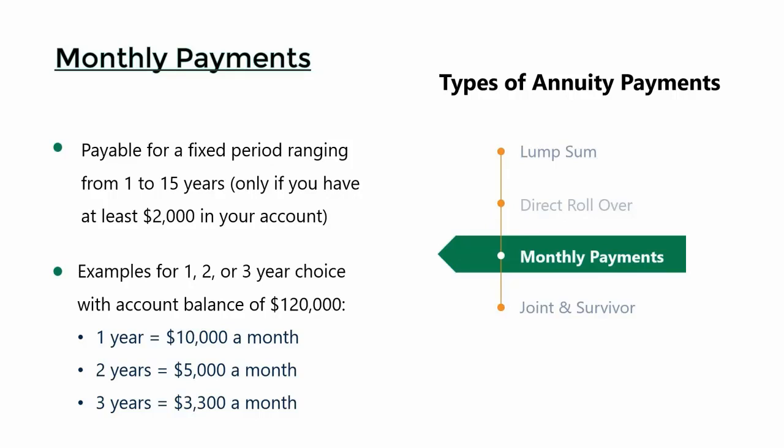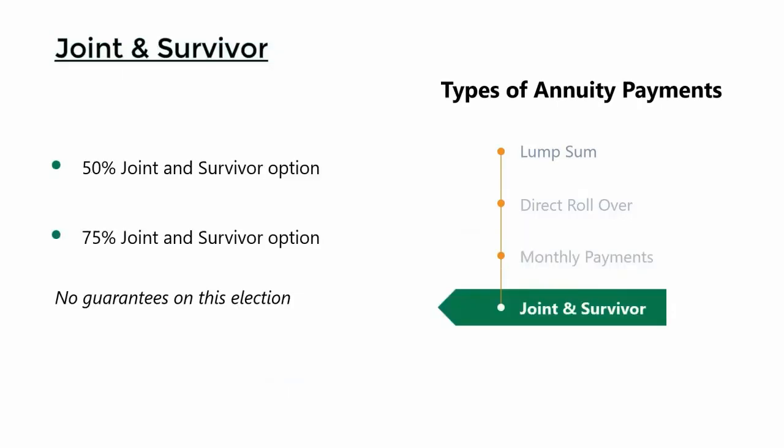You should also note that this is considered taxable income, so you would be required to pay taxes on this amount. And the final option, and this is only for married participants, is very similar to how the joint and survivors worked on the pension plan. We could offer you a joint and survivor on the annuity. We would do a calculation based on the amount of money that you had in your annuity account and offer you a monthly payment under a 50% joint and survivor or a 75% joint and survivor. Under these options, you have to know that there's no guarantees on this election.